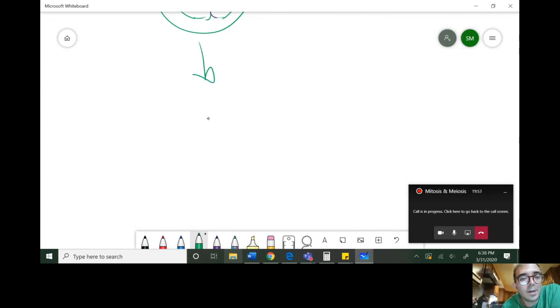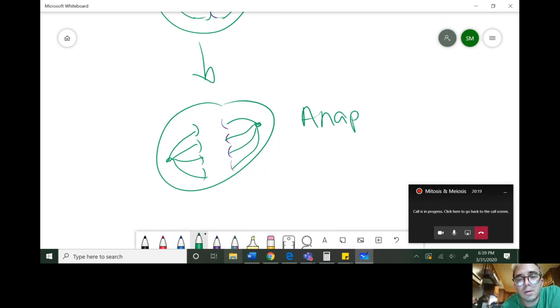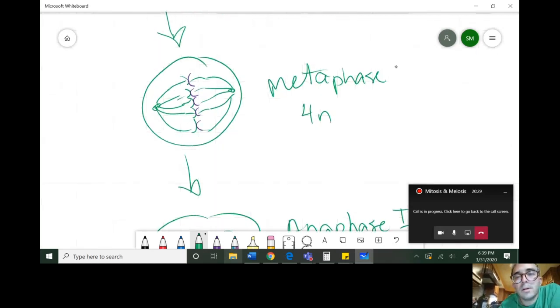Alrighty. Now we can separate things. Now remember, this is still all meiosis 1. If you can recall, meiosis is 8 stages. Right now we're still in anaphase 1. This is still metaphase 1.